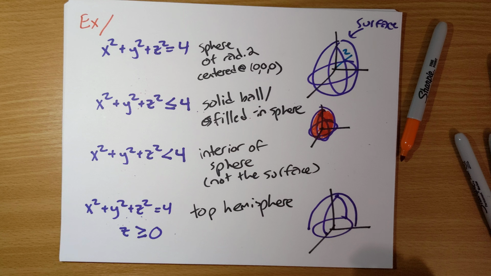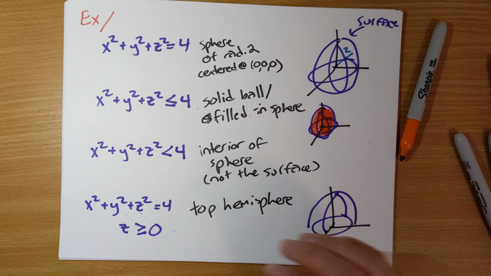Again, this kind of stuff will come up later. If we made z less than or equal to 0 instead of z greater than or equal to 0, it would be the bottom hemisphere. Okay, I guess that's a good place to wrap things up.